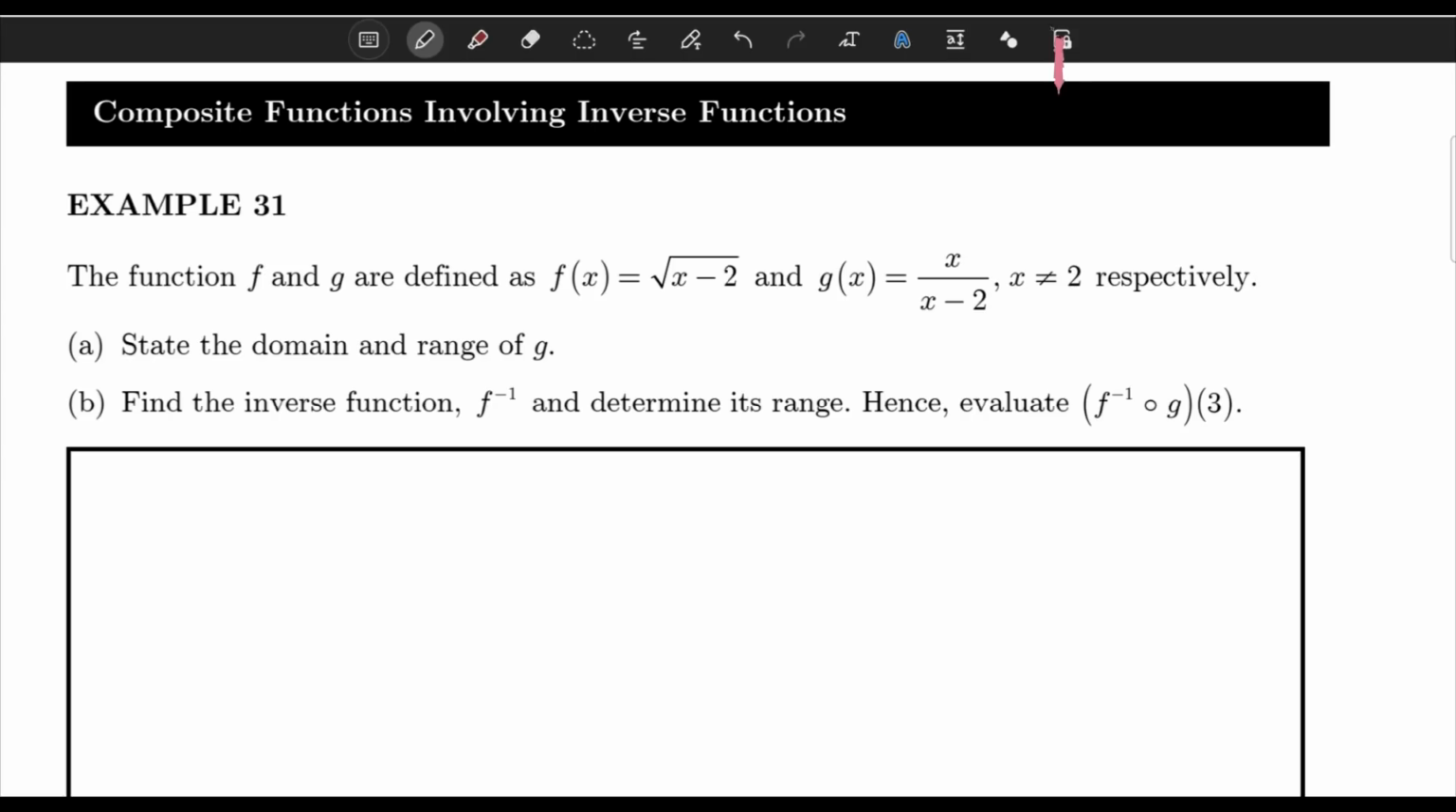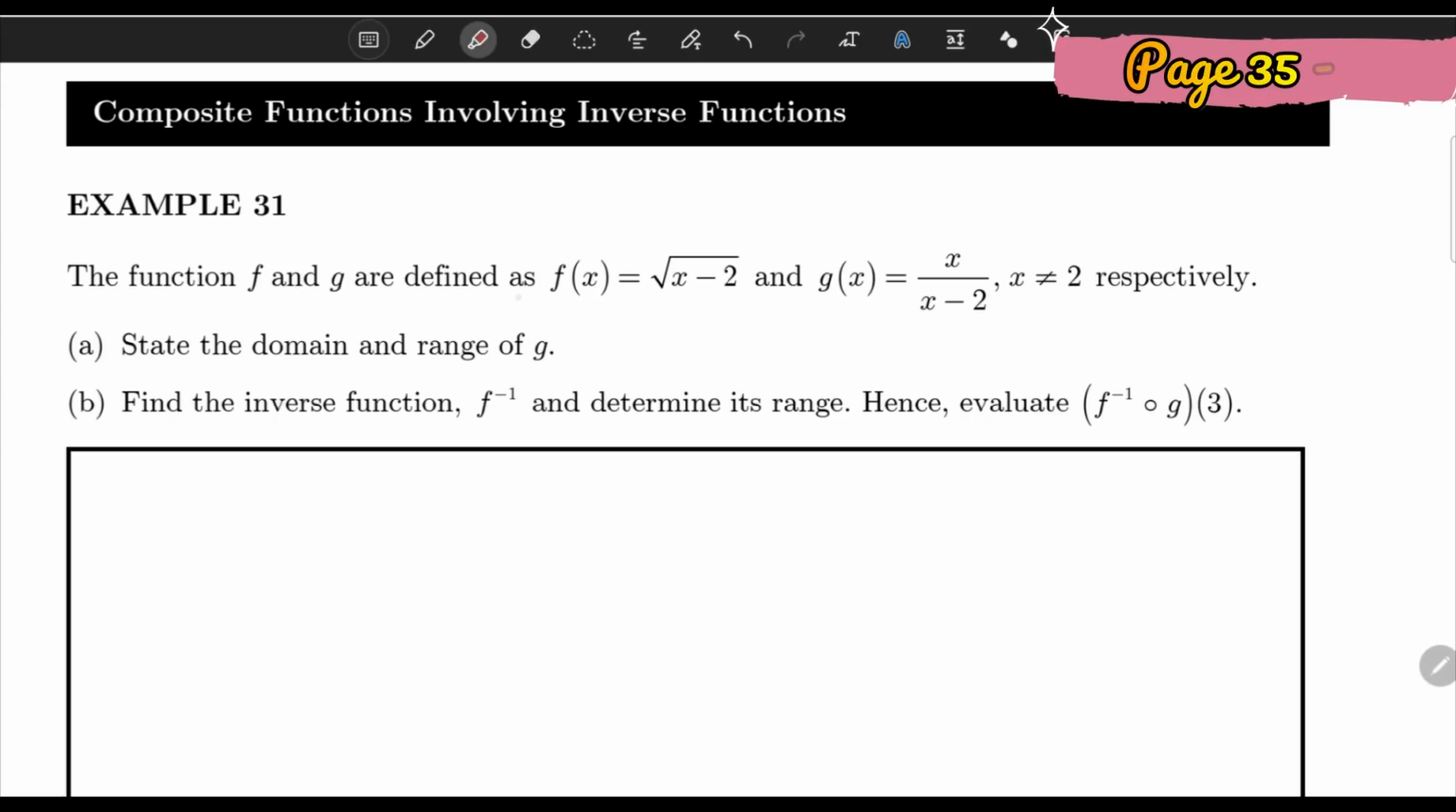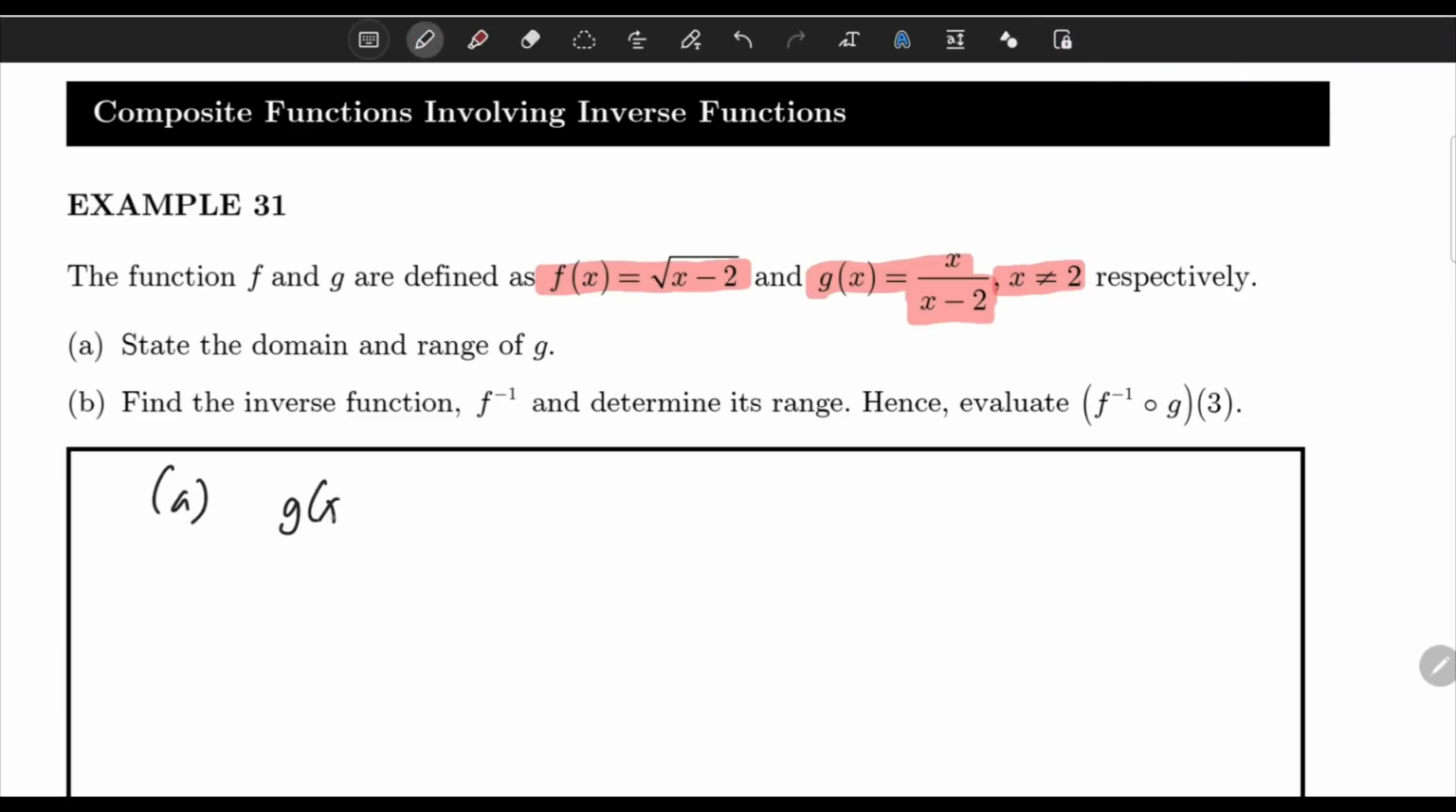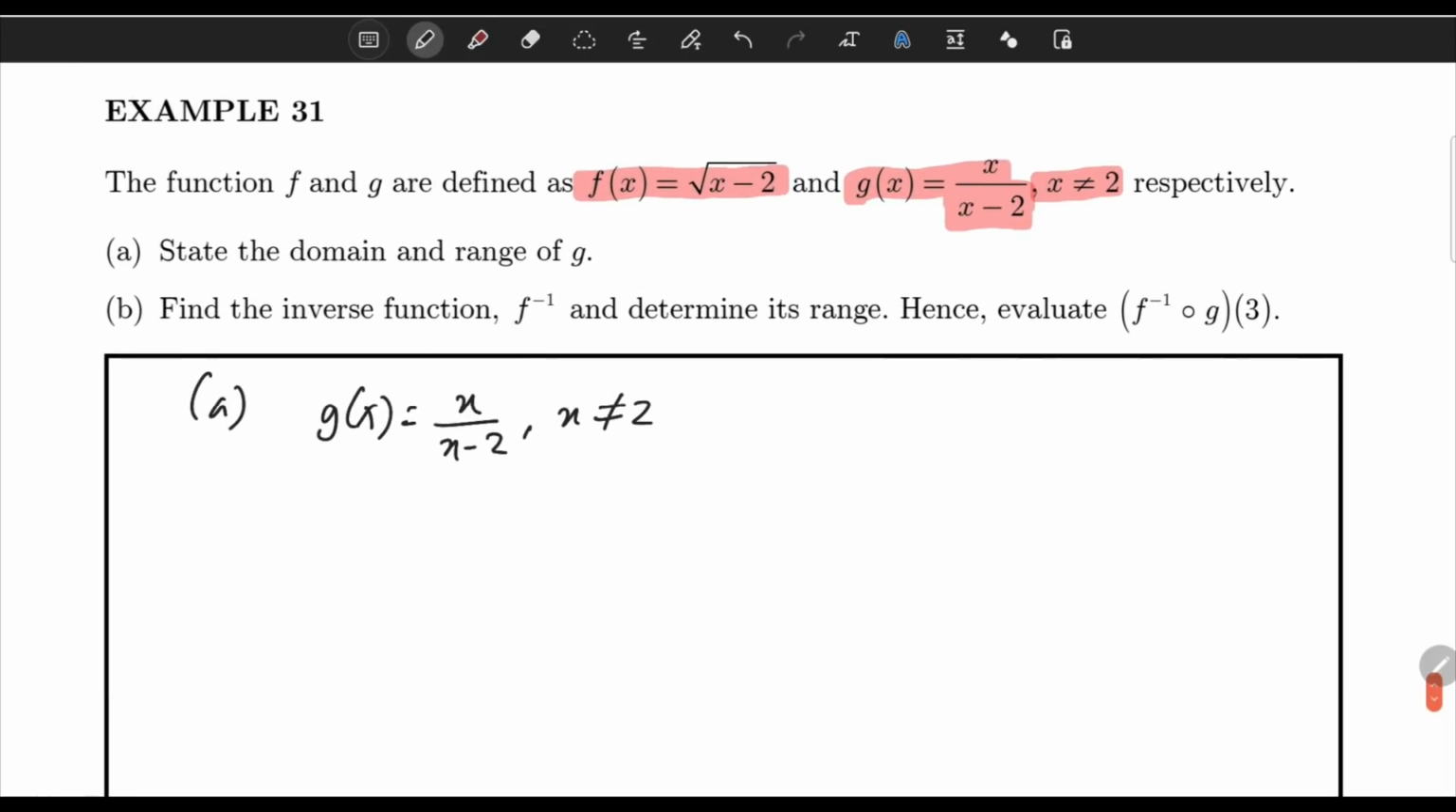Right, example 31. The functions f and g are defined as f(x) equals square root of x minus 2, g(x) equals x over x minus 2, where x cannot be 2 respectively. A, state the domain and range of g. So we have the function g(x) to be x over x minus 2, where x cannot be 2. As we learned before, this is actually the domain of your g. So you can state directly, domain of g is real numbers except 2.